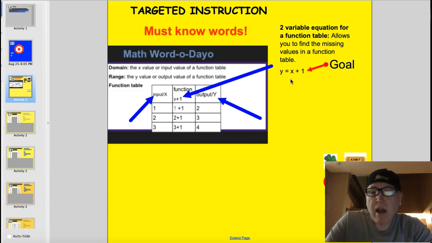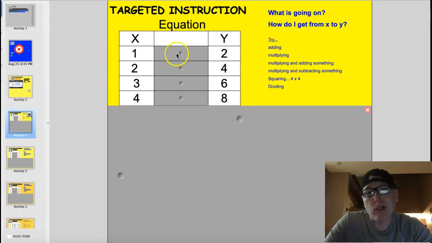All right. Let's get started with a couple of them, and I'll give you a couple of hints on the way I do this. So here's a table, and we have to write a two-variable equation for it. What's going on, I'm asking myself, and how do I get from x to y? The first thing I do is I try adding, then I try multiplying, then I try multiplying and adding something, then multiplying and subtracting something, and then I try squaring, and then I start dividing, and then I just start guessing. But this is generally the order I'm going in. I always try adding and multiplying first because those are the easiest ones.